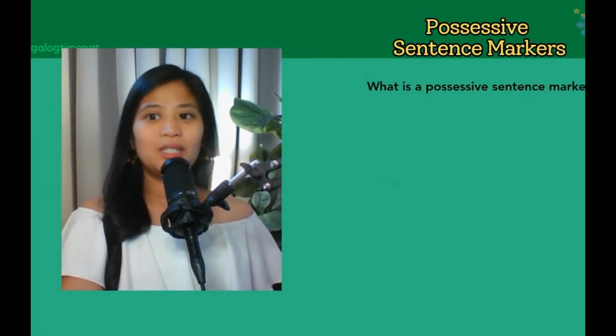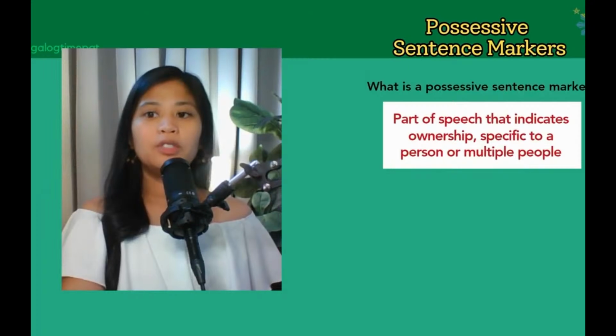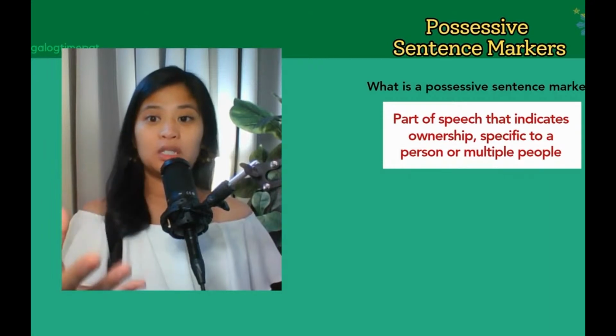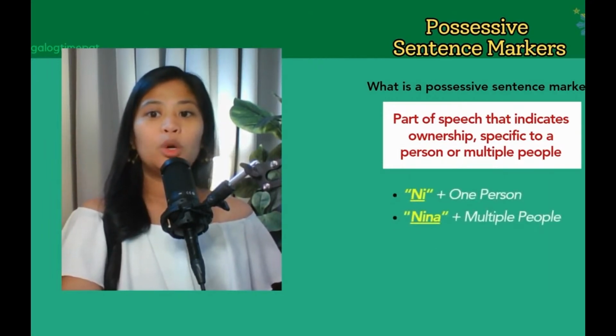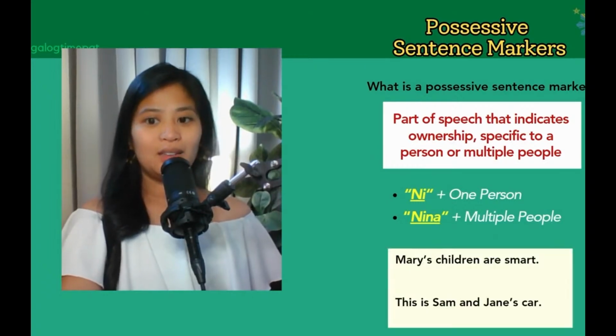Now I want to take a look at some possessive sentence markers. What is a possessive sentence marker? Well, it's a part of speech that indicates ownership specific to a person or multiple people. So now if we want to say someone's name, like we're saying it belongs to someone specific, this is how we're going to do it. So we would use the word ni for one person. We would use the word nina for multiple people.